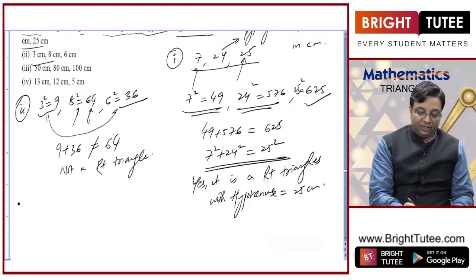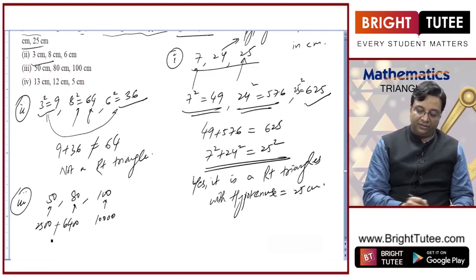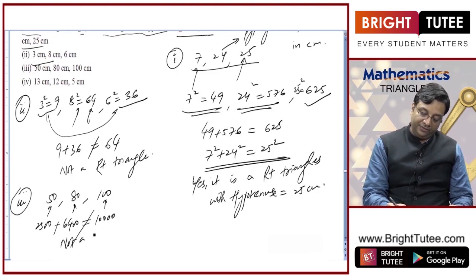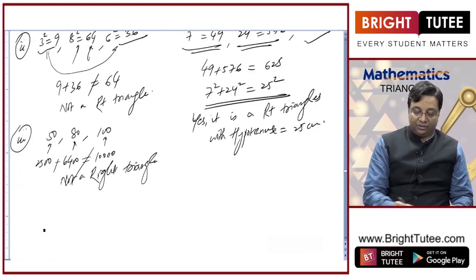Look for the next one, third part. 50, 80, 100. 50 squared is 2500, 80 squared is 6400, 100 squared is 10,000. So, the sum of 2500 and 6400 is not equal to 10,000. So, it is not a right triangle. Look for the fourth part.